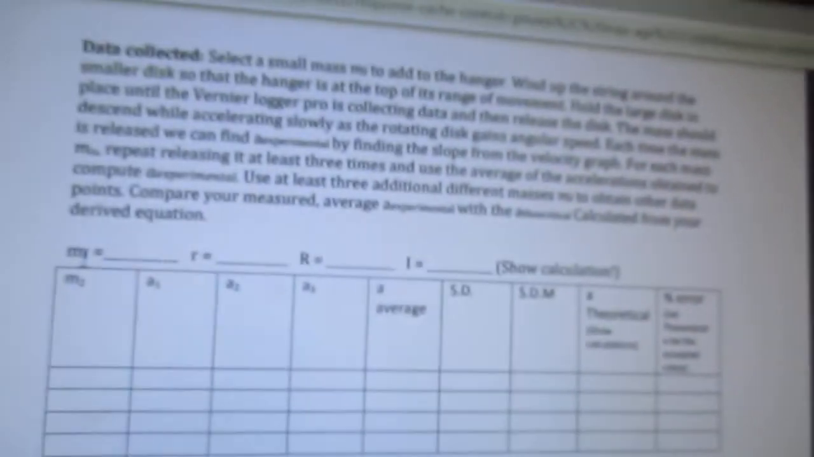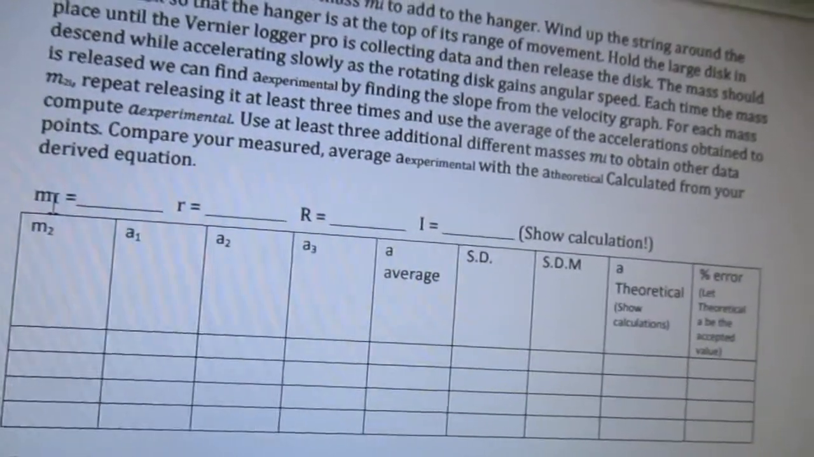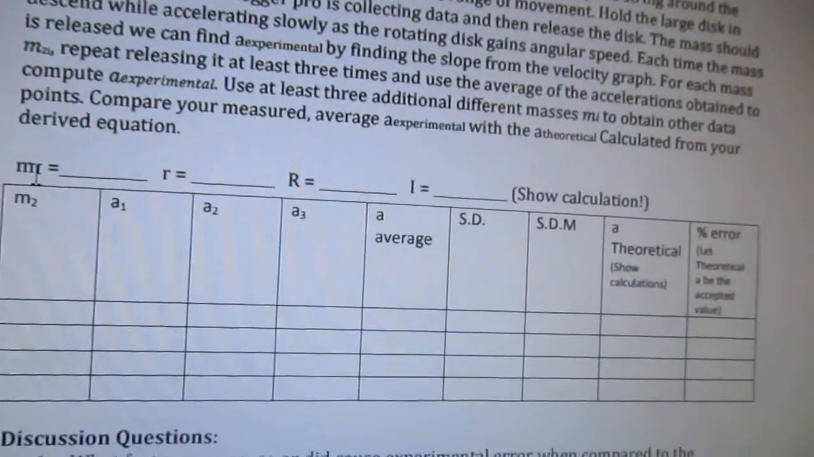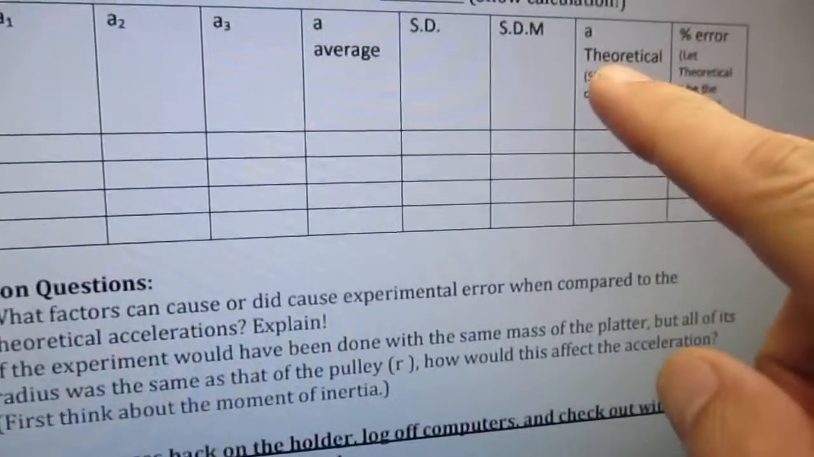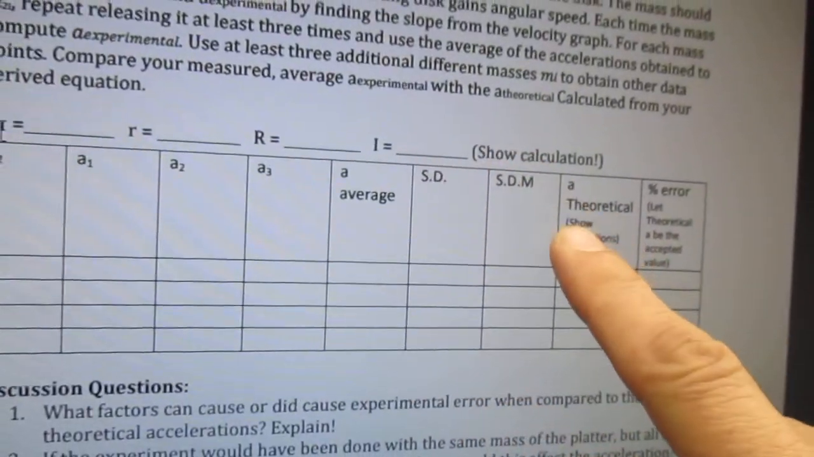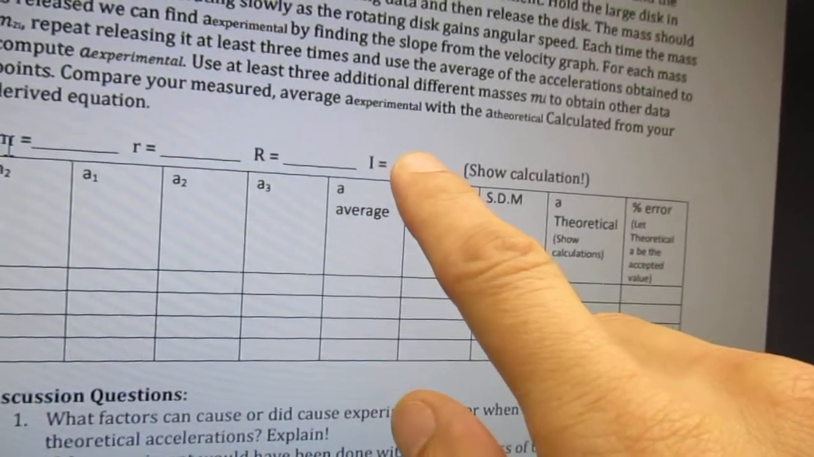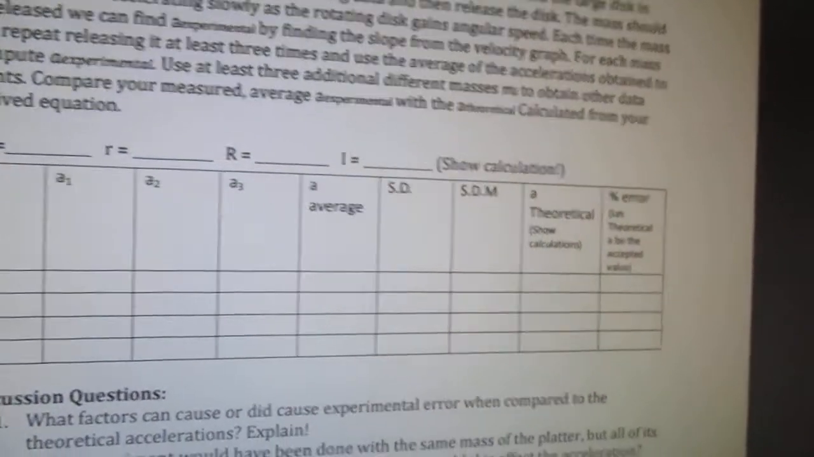And I is calculated, but if that's in your equation, you can calculate that along with your theoretical calculation. So you can do it all at once. You don't necessarily have to do it at that step. You can, whatever's easier for you.